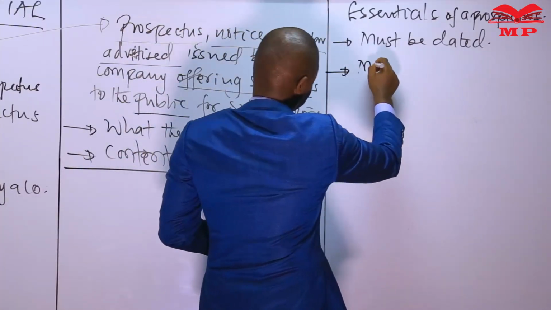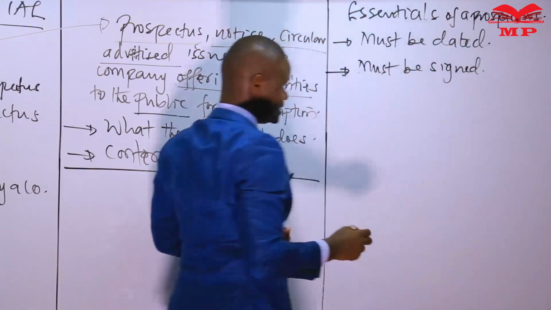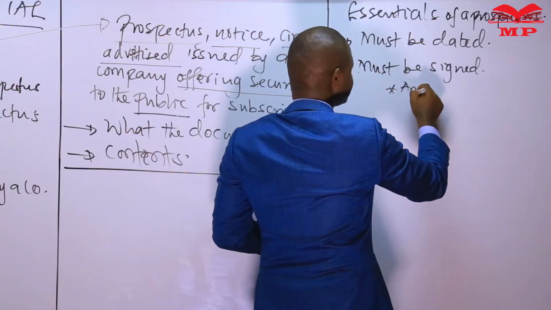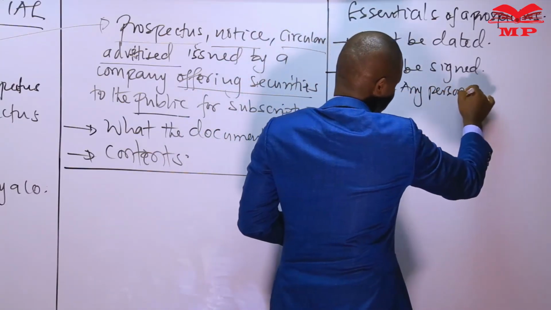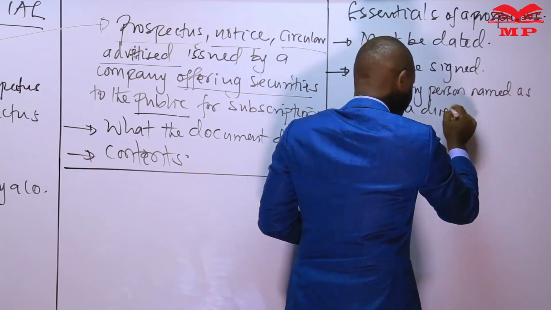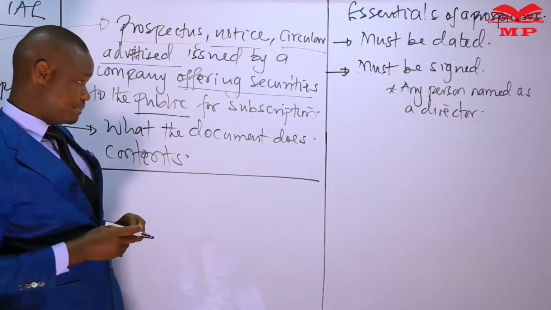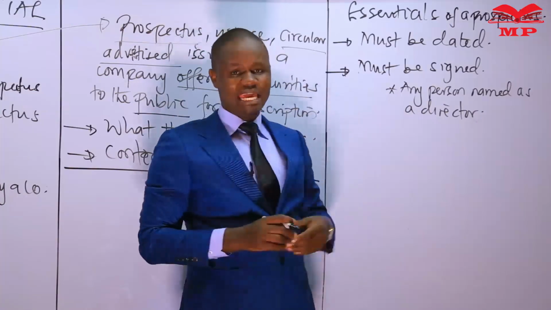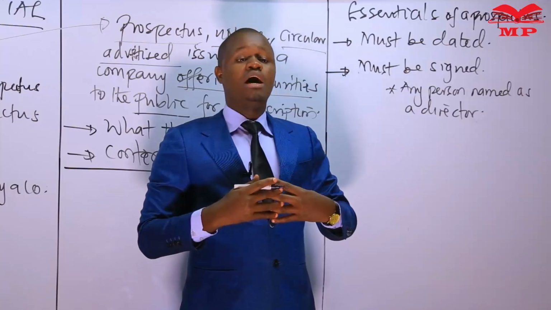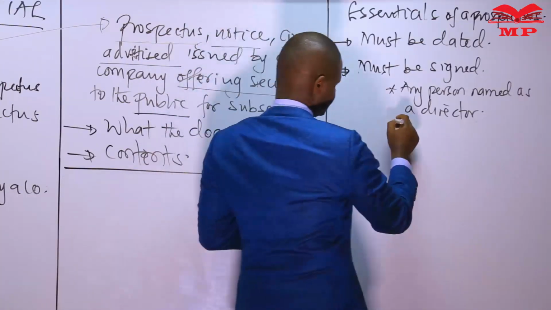All prospectuses must be signed. Now, one of the persons to sign the prospectus will be any person named as a director. Any person named as a director by that prospectus must be signing the prospectus. The idea of them signing is considered to be them giving an authority or giving their consent for the prospectus to be issued, which is important.